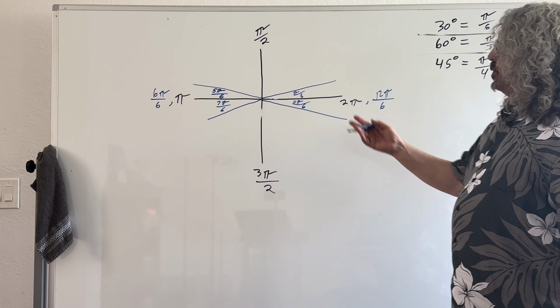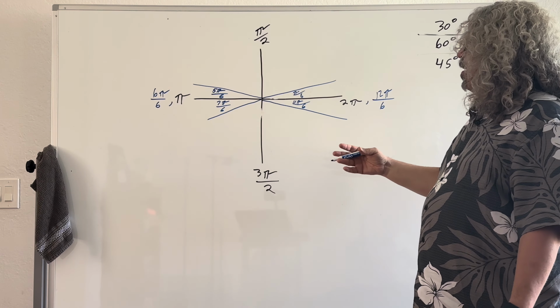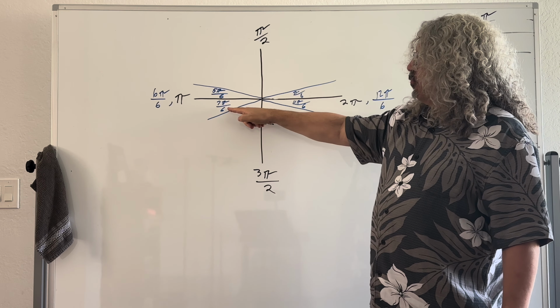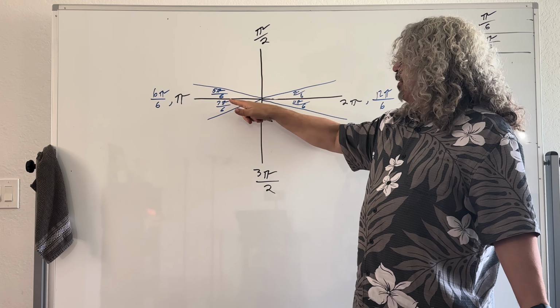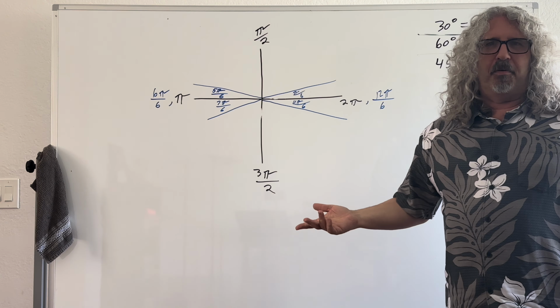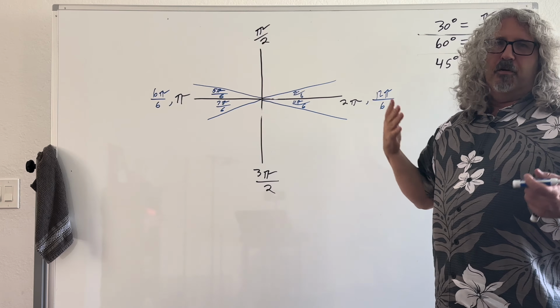But those right there would be all of my 30 degrees. So 150 degrees is the same as 5 pi over 6. This would be, what, 210? This would be 7 pi over 6. And this right here would be 330. That would be 11 pi over 6. That would be just your other ways of doing that.